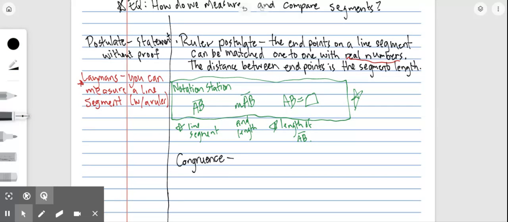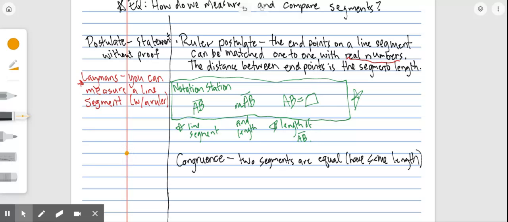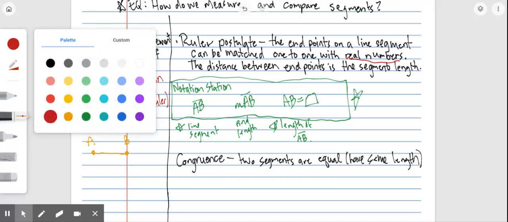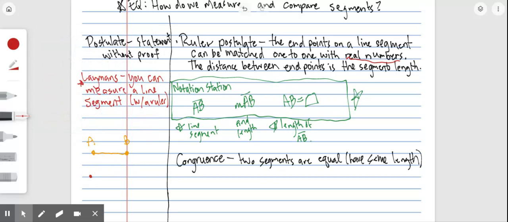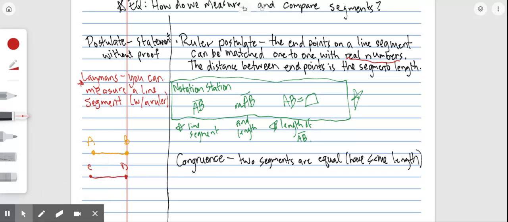Okay, and then the next thing I want to talk about that's going to relate to the ruler postulate is congruence. And congruence is when two segments are equal or have the same length. Okay, so for example, if I had a line segment over here that was from here to here, I called it AB, and then I had another line segment that was again from here to here, and I called it CD, then I could tell that they're equal if I used a ruler, and then they would be congruent.